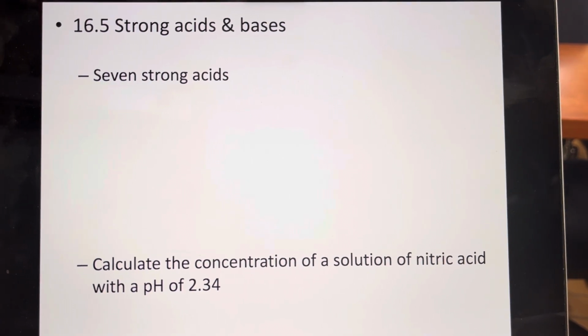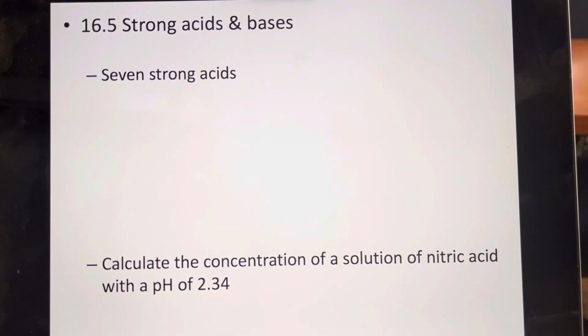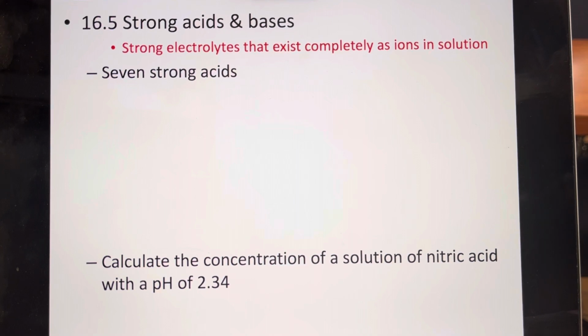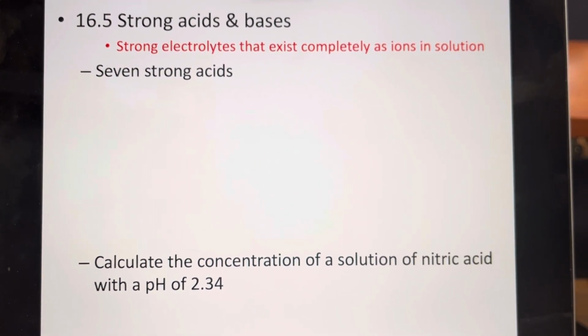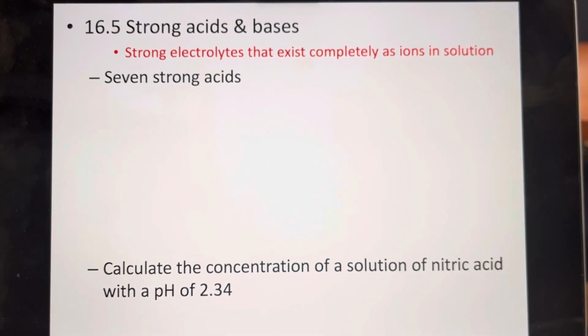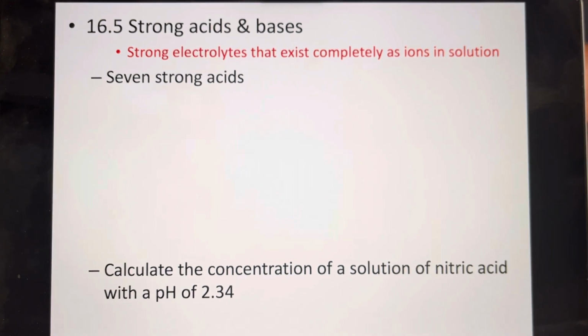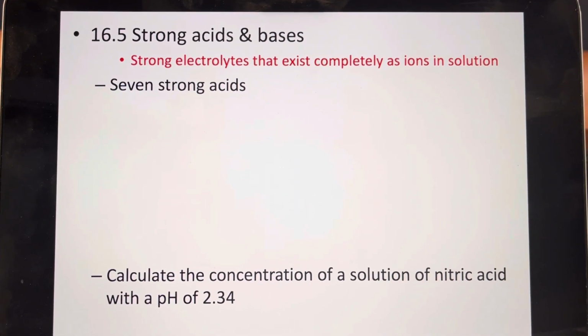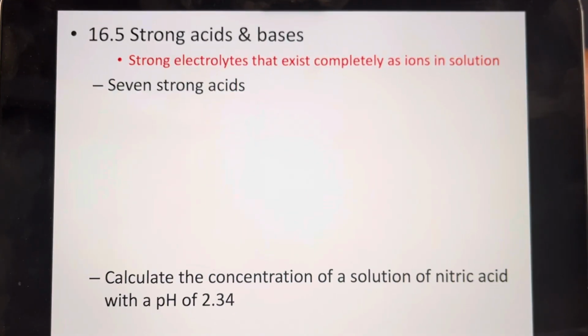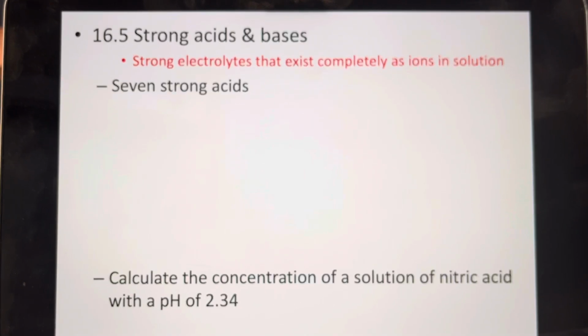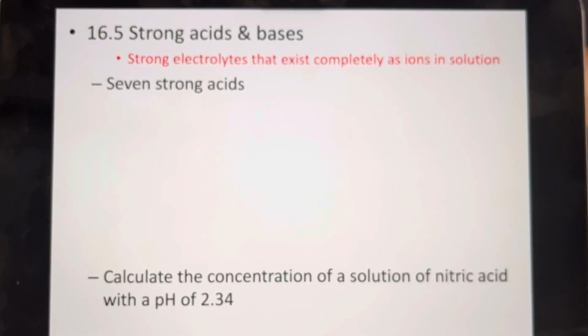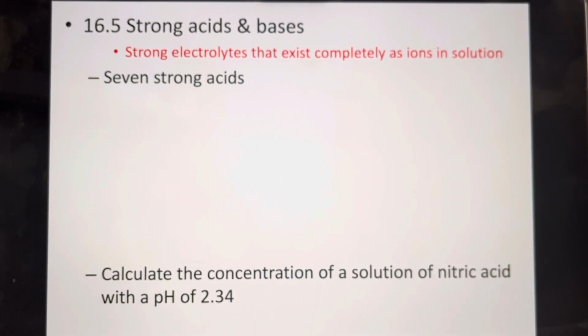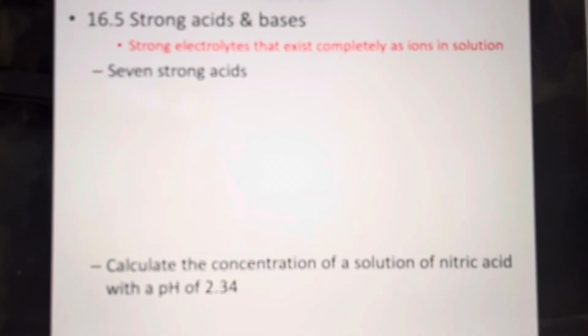So we're going to finish up our notes from Thursday talking about strong acids and strong bases. Strong acids and strong bases form what we call strong electrolytes, and electrolytes is just a fancy term for anything that creates ions in a solution. Because, as we mentioned before, strong acids completely dissociate, they form electrolytes because they're dissociating into ions.